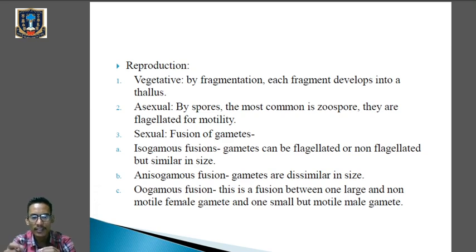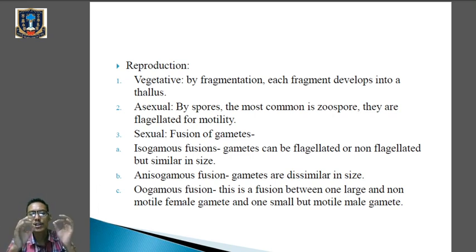Flagellated means they bear flagella, and motility means they are able to move. So these algae are able to move by the help of flagella. Flagella will help in locomotion, in movement. Motility means they are able to move, and their movement is mainly possible by the help of the flagella.